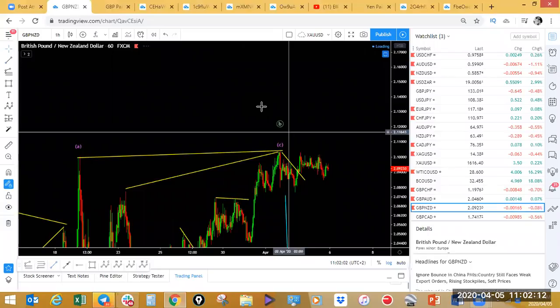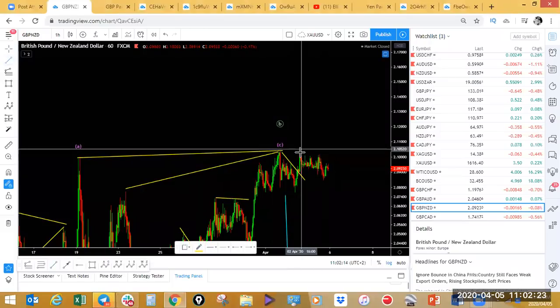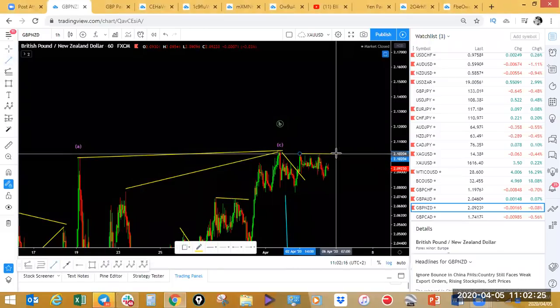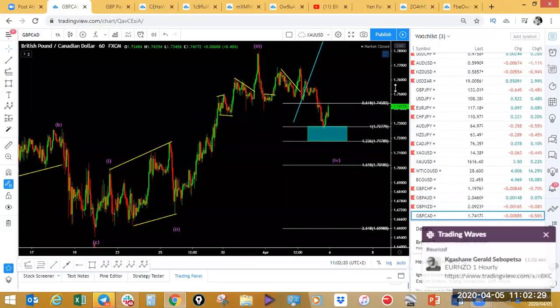One more up. We've made a three-wave corrective structure here. Also looking upside here, a bit of upside, about 100, 150 pips to the upside. That's what you're looking for on pound New Zealand as well. Okay, pound CAD. Now pound CAD still looking very interesting, guys.